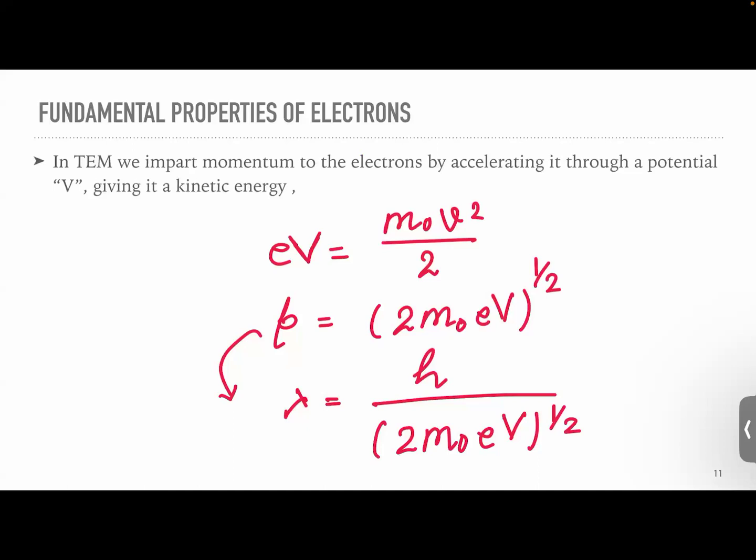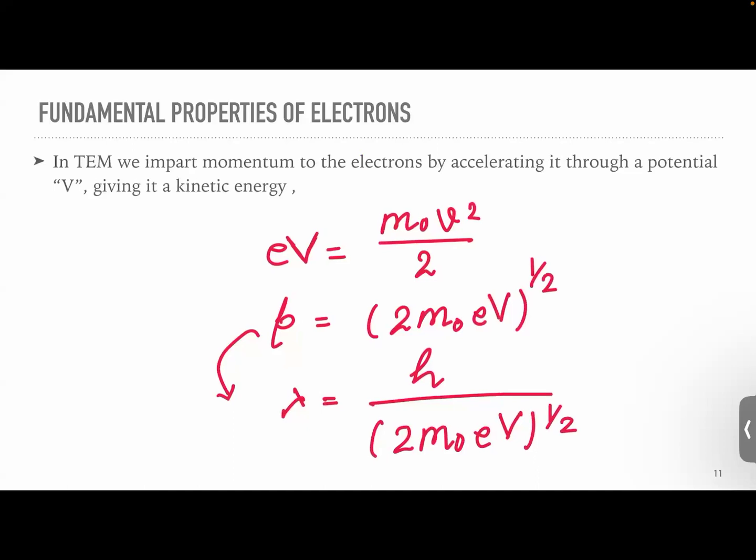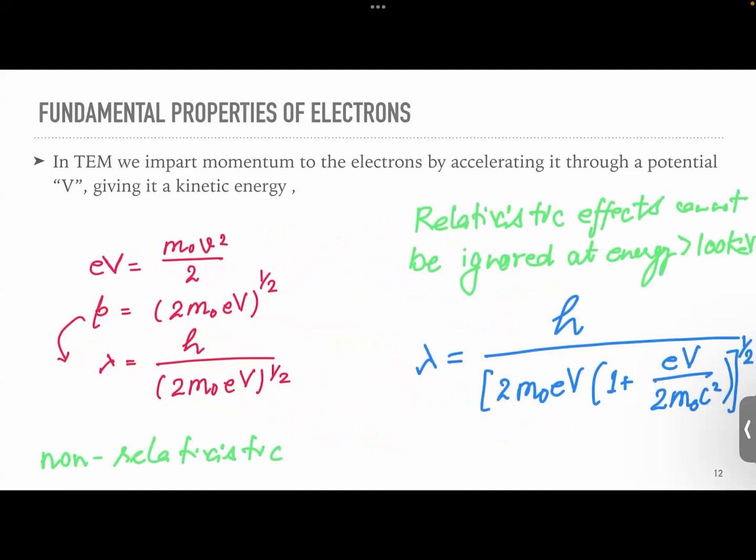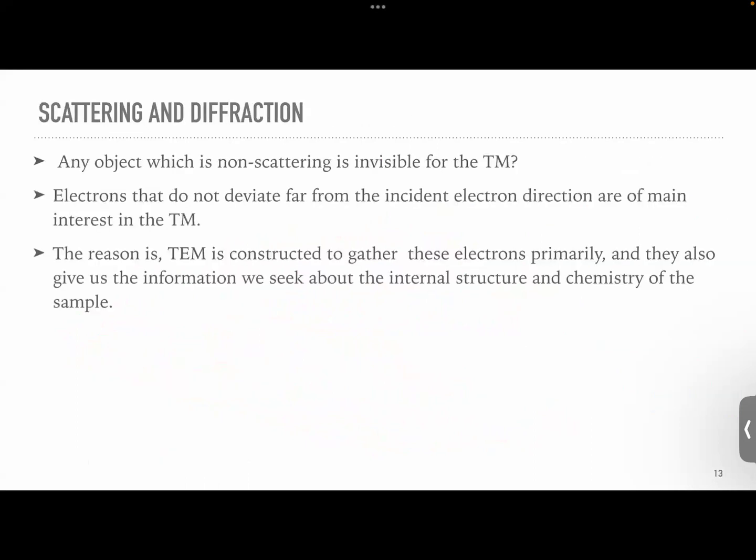But what happens if you are giving them a very high energy? Then you cannot use the classical formula. You will have to consider the relativistic effect. If the energy is more than 100 keV, then you will have to calculate your lambda including that relativistic part, and then you will calculate the exact lambda value for your electrons which you are using as an electron beam. What is the difference between scattering and diffraction?